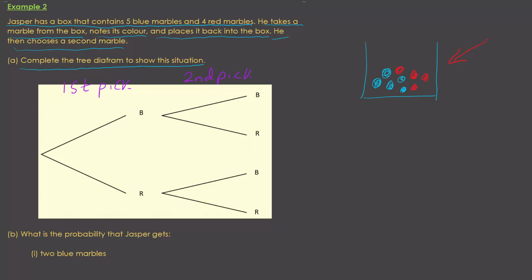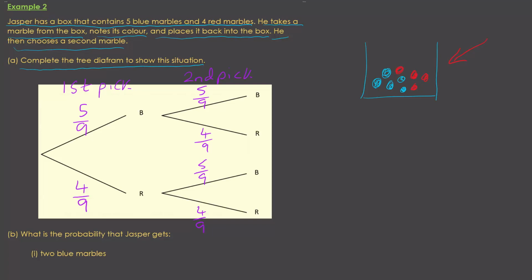Now, if he takes a blue marble for the first time, what's the probability of that? There's 5 out of 9 are blue. So it's going to be 5 out of 9, and then for red, that's going to be 4 out of 9. Because he puts the marble back, the box is exactly the same when he takes the second pick. So it's going to be 5 out of 9 for getting a blue, and 4 out of 9 for getting a red. And then we're going to work out some probabilities.